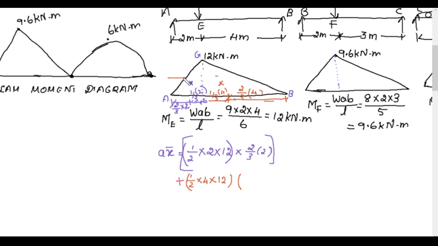Our x bar is calculated from A. This distance will be equal to AE, which is 2, plus 1 by 3 of 4. So this is our A into x bar. Solving this, we get 96. Area into the distance of the centroid. Area means this is the area of the bending moment diagram.